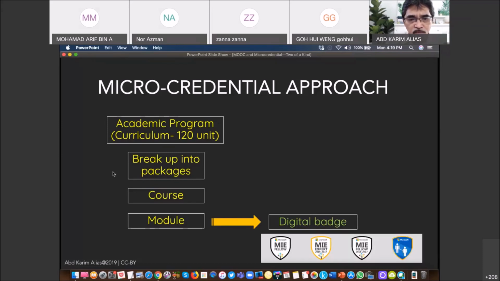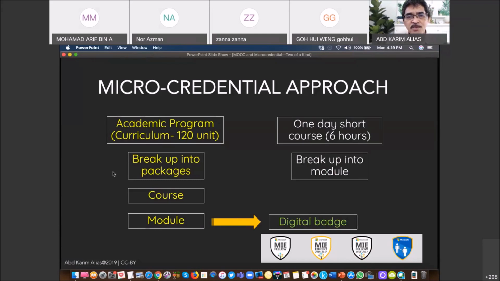And we can do the same also for non-academic programs, for example the short courses that you offer from time to time. You take that short course, for example a 1-day, 6-hour short course, break it up into modules, and do the same way. So we are actually talking about academic programs on the left, and non-academic programs for professional development, upskilling, and reskilling purposes.